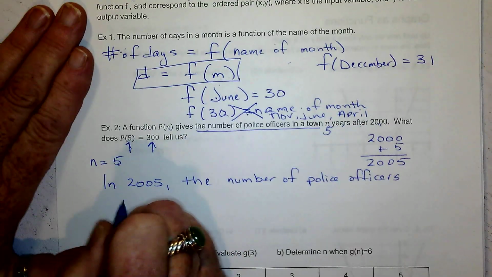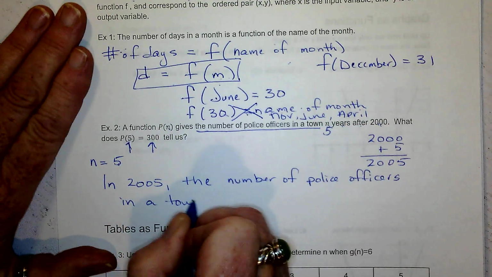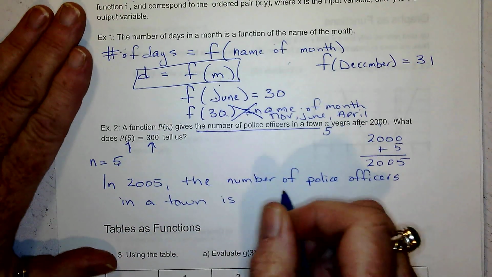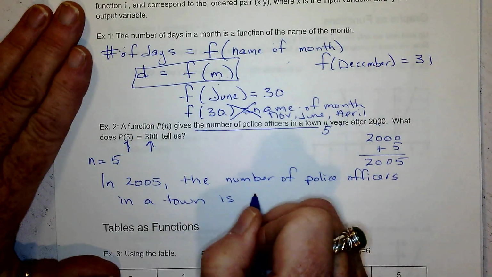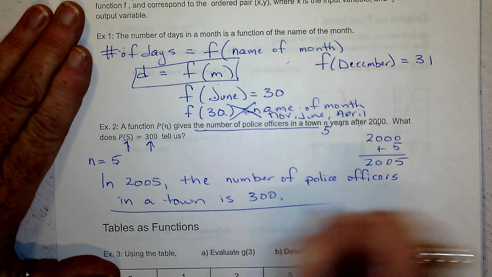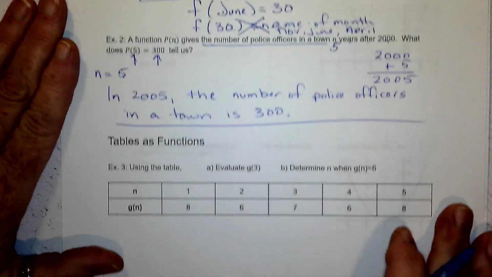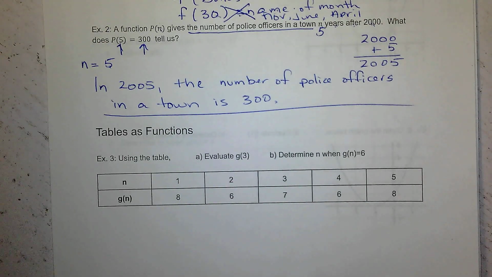in a town was, pick a verb, 300. You're going to need to give me a sentence, okay? All right, let's go to the next one.